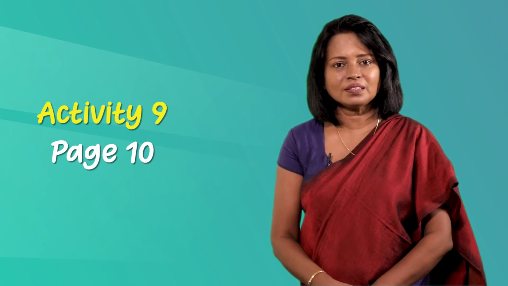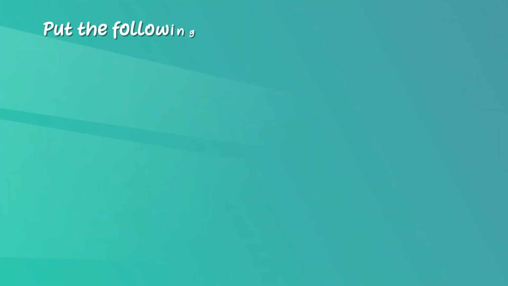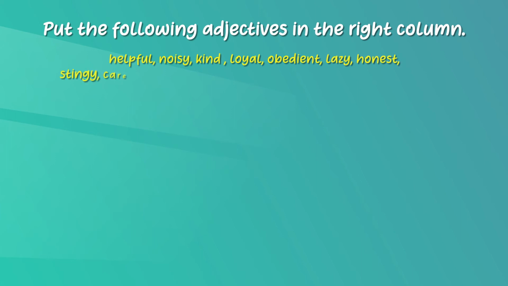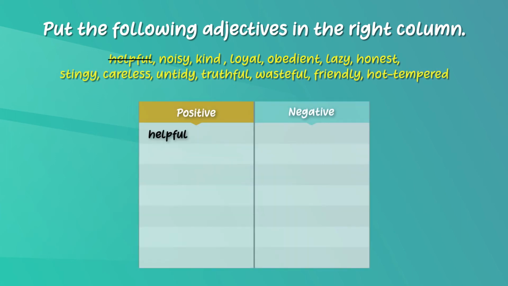Okay children, there is a similar activity in your textbook. This is activity 9 on page 10 of your textbook. Let's do that now. Now look at the instructions. The instructions say put the following adjectives in the right column. So you have 2 columns just like the earlier activity, positive and negative. So let's try. What about the first one?